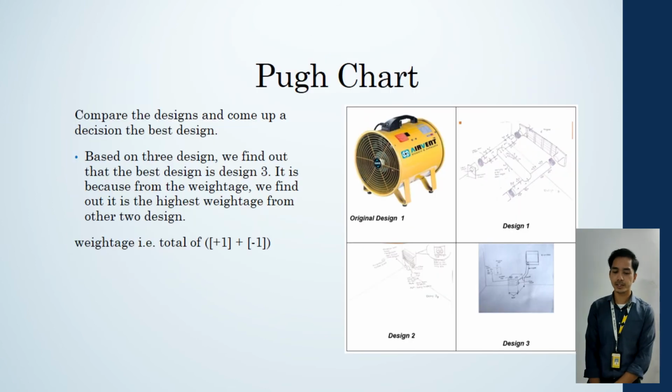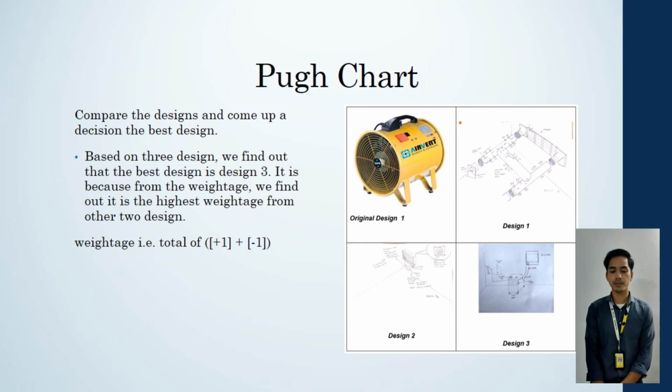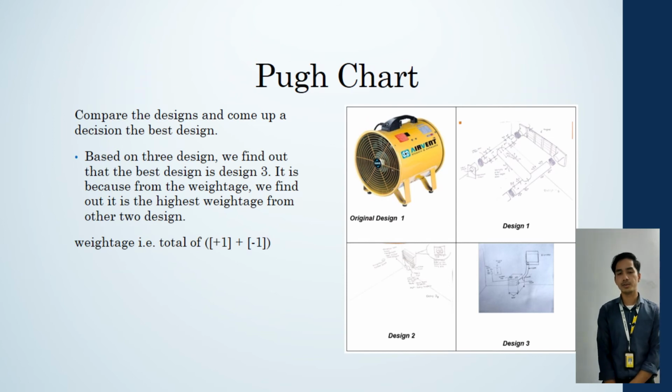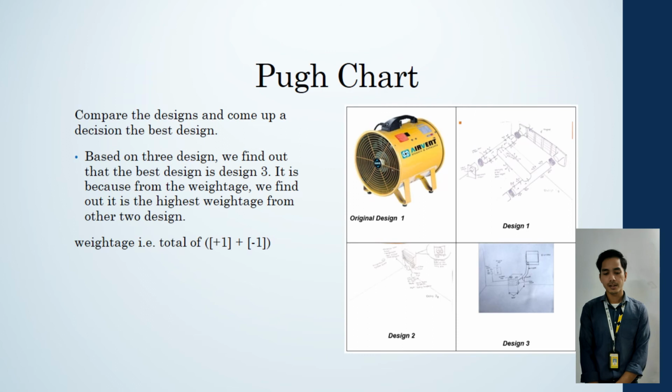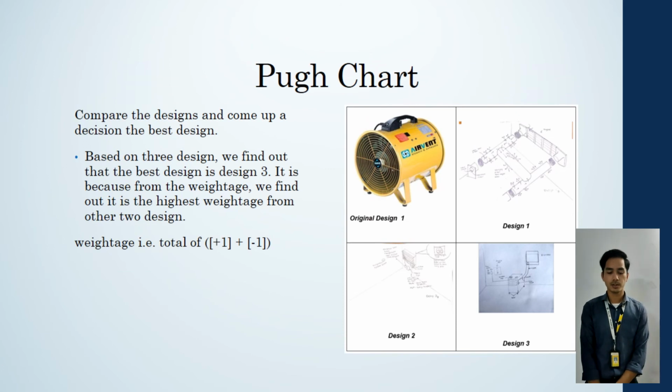Based on the 3 designs, we found that the best design is design 3, because it has the highest weightage compared to the other 2 designs. From this picture and chart, the original design has a handle and can be put anywhere, but it doesn't have a filter and hose. So we came up with our design.